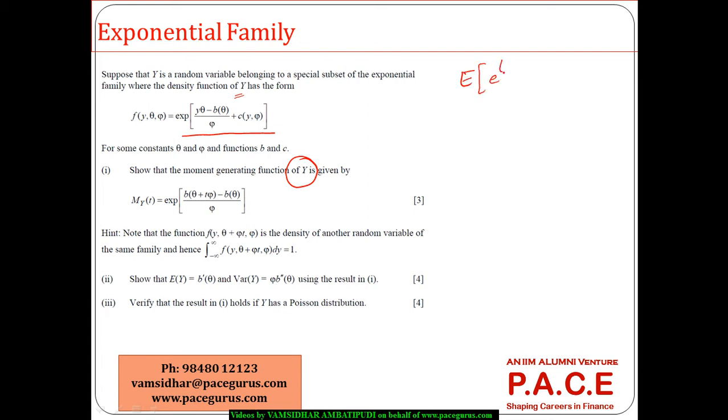The expected value of e to the power of ty is the moment generating function of y. So this is nothing but I integrate e to the power of ty times f of y, theta, phi dy. Right? So I could very well integrate it as e to the power of ty times e to the power of y theta minus b of theta by phi plus c of y comma phi.